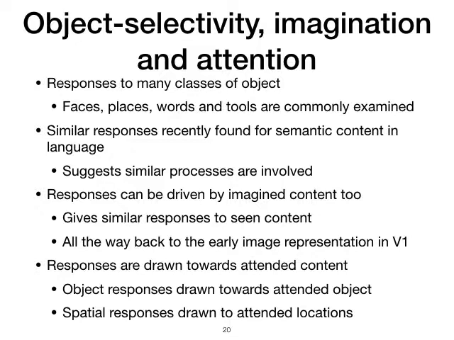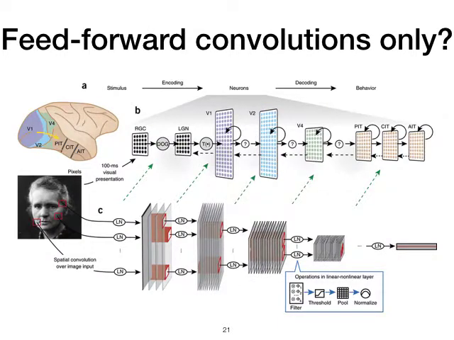Similarly, attention is thought to be driven by higher level areas that are more involved in task demands than early visual processing. So in these higher areas, goals and decisions are represented. And that effect of attention is then fed back to the early visual cortex. So the networks that we've seen so far always have this feed-forward structure. They go from the image to the first layer to the next layer.